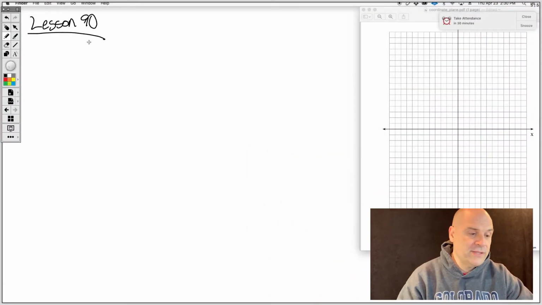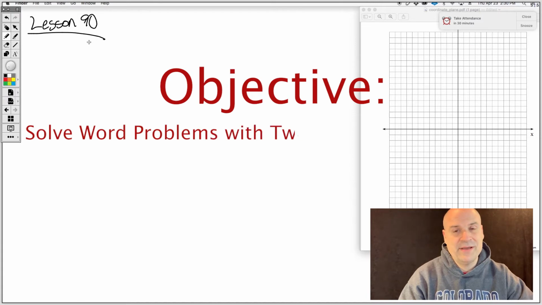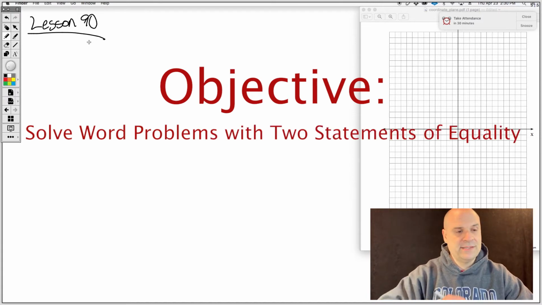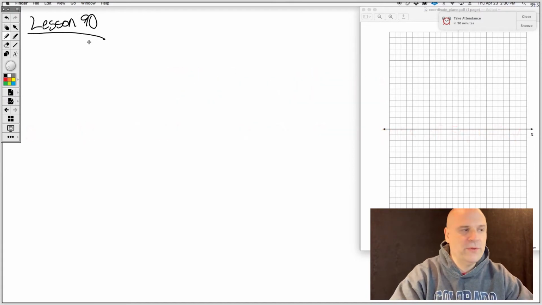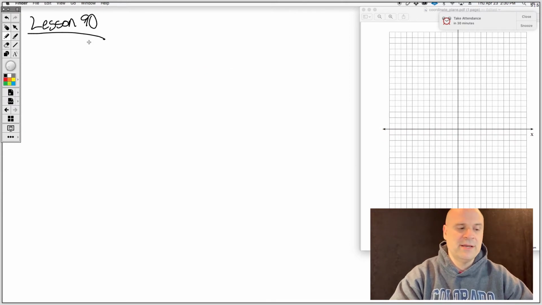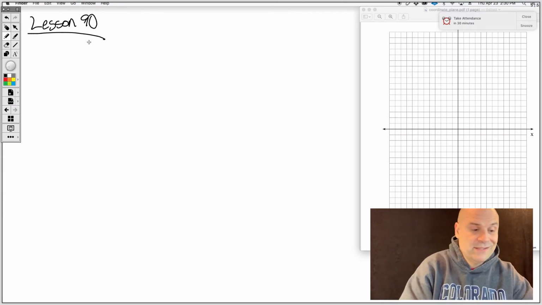All right, lesson 90. We're going to solve equations from word problems with two statements of equality, okay? This is the same kind of stuff that we've been doing with coin problems and value problems. Same stuff. Okay, so let's just get into it.